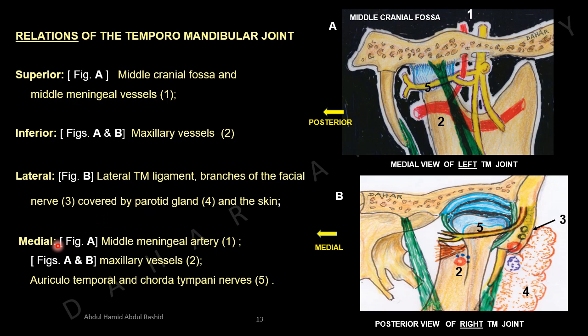Medial, if you see here in figure A, the middle meningeal artery. Medially, you have the middle meningeal artery, and in both pictures you will see maxillary vessels and the auriculotemporal nerve. This is a branch coming from the mandibular nerve. The auriculotemporal nerve will be here on the medial side, coming from behind. So these are the medial relations of the temporomandibular joint.